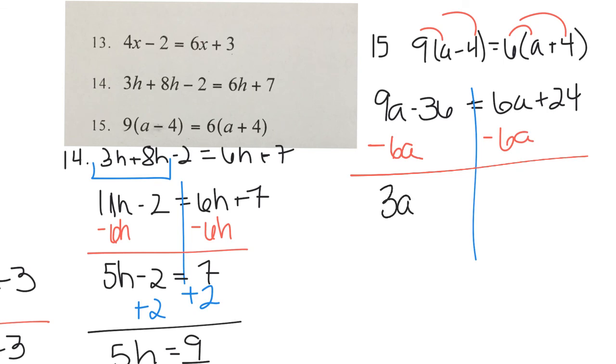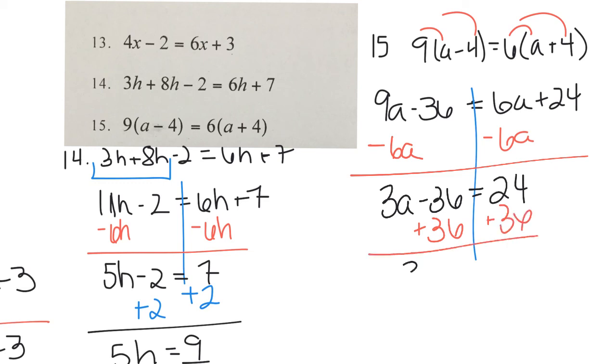I get 3a minus 36 equals 24. Moving the constant, plus 36. I have 3a equals 60. Right, and then divide by 3. Your a is equal to 20.